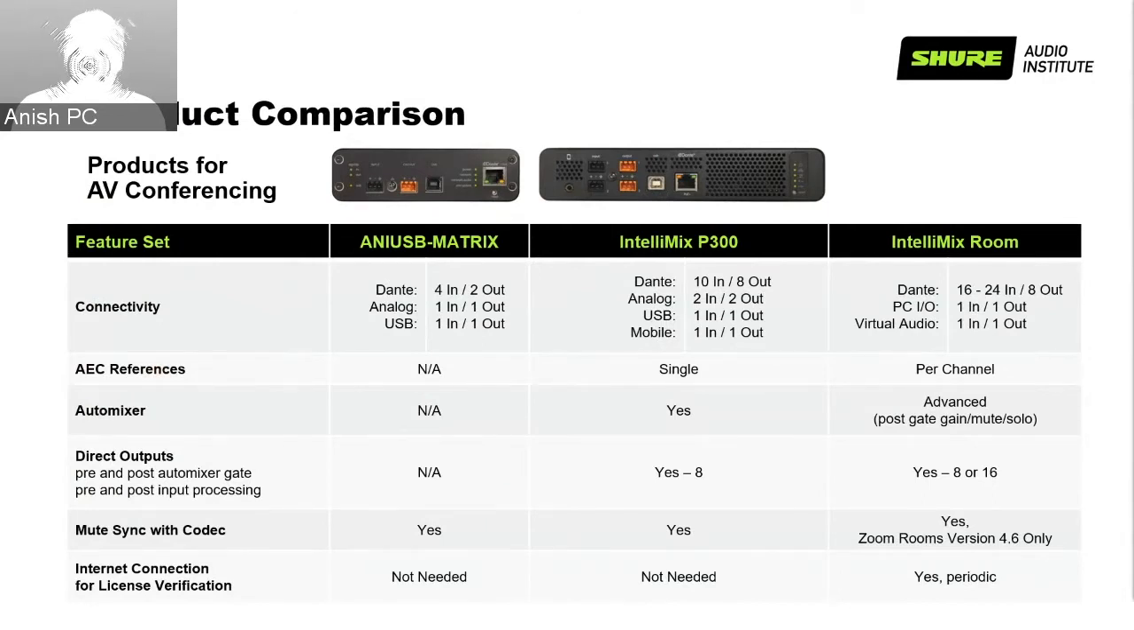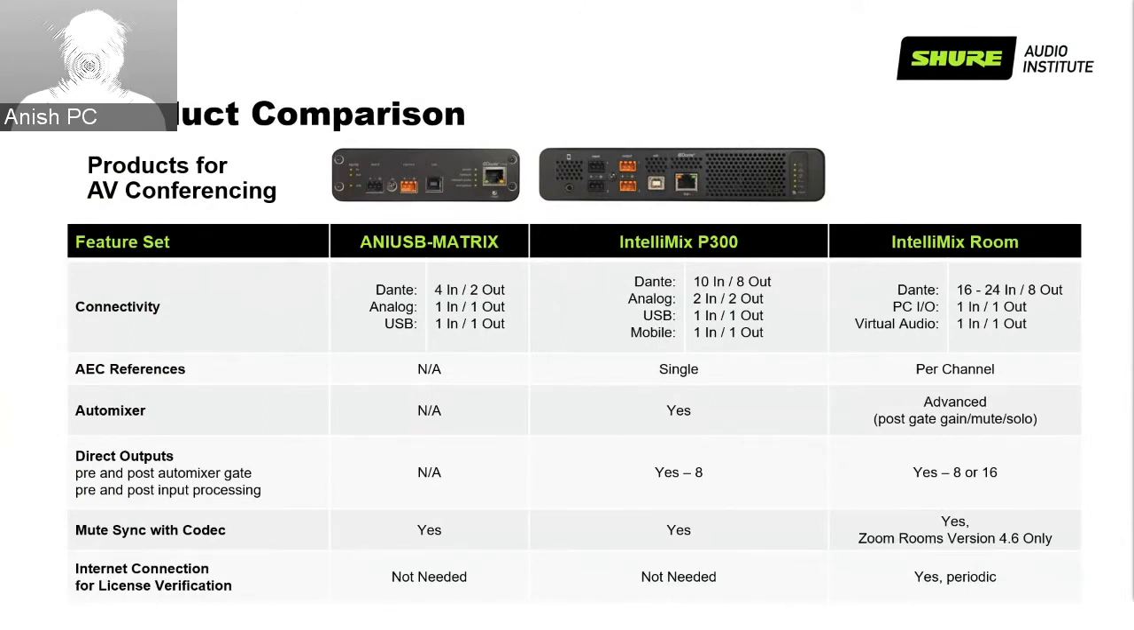The P300 has a single AEC reference channel, and IntelliMix Room features individual AEC reference channels across all channels. So it's actually a plus. And when you compare auto mixers, the any USB matrix does not have an auto mixer, and the IntelliMix P300 does feature an auto mixer. IMX Room has advanced auto mixers that can give you additional features like post gate, gain, mute, and solo controls.